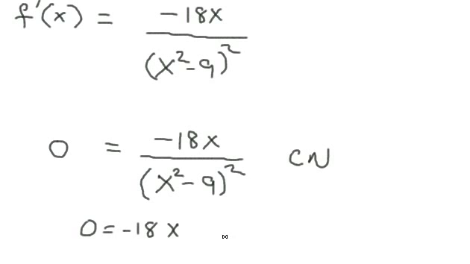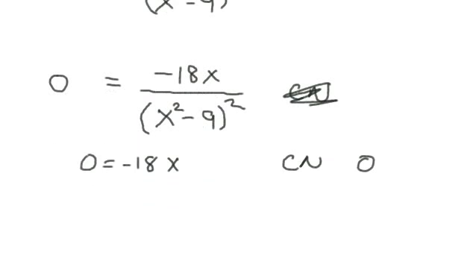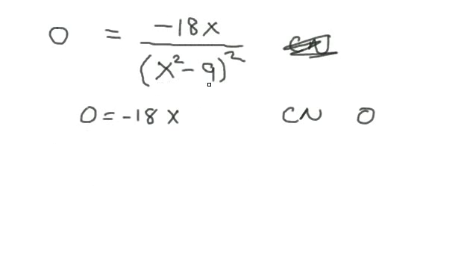And of course, the solutions to this equation, better write CN again down here. Okay, so our critical number is 0. That's the solution to this equation here. And then what makes the denominator 0? This is where our vertical asymptote is taking place. So we set that also equal to 0, and we find the solutions to this.